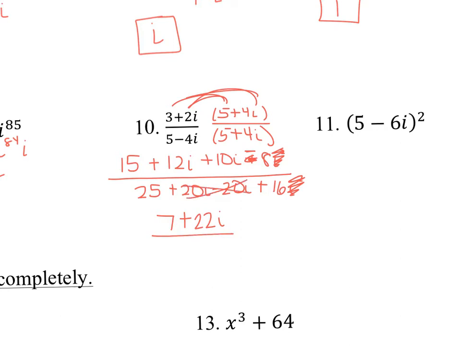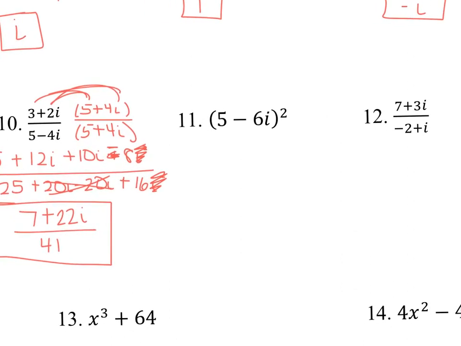25 and 16 make 41, which is a lovely typo on my answer key, but that's okay. But here is the correct answer. And you know you're done because if you circle the coefficients, you can't simplify any of them, so I can move to the next problem.